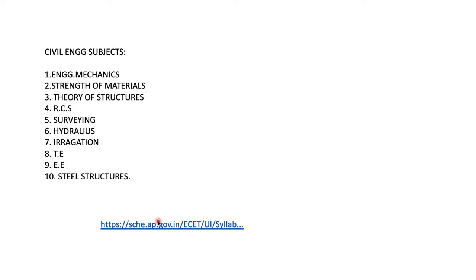surveying, hydraulics, irrigation. TE means transportation engineering, irrigation engineering. EE means environmental engineering. And the last is steel structures. In the below link, this is the ESET syllabus.